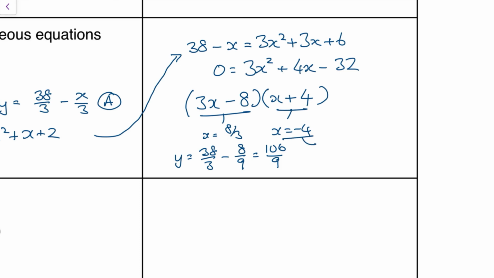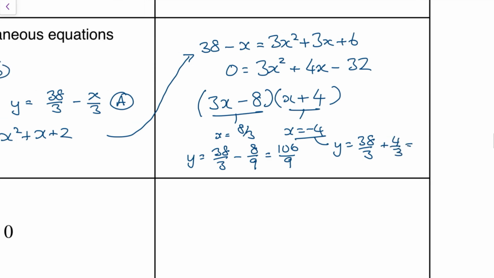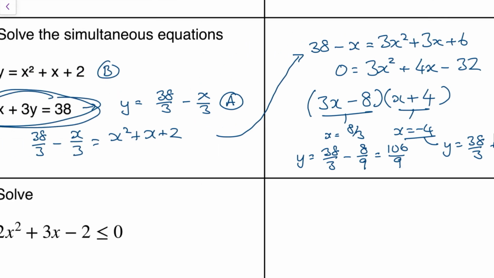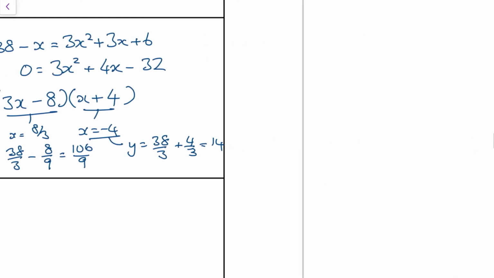This one might be a little bit better. So therefore y equals 38 over 3 minus, which is plus 4 over 3. A bit more sensible of a number. So this one is 14. What does it want? Solve. Okay. So put these answers nice and clearly together. So therefore x equals 8 over 3, y equals 106 over 9. Or x equals minus 4 and y equals 14.